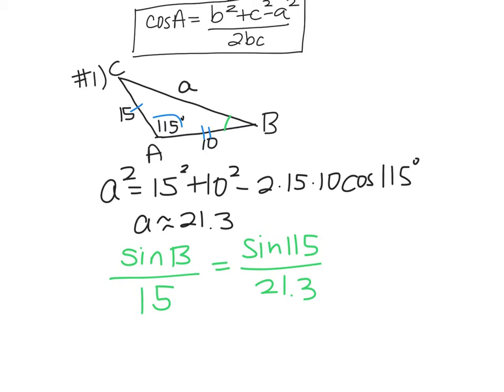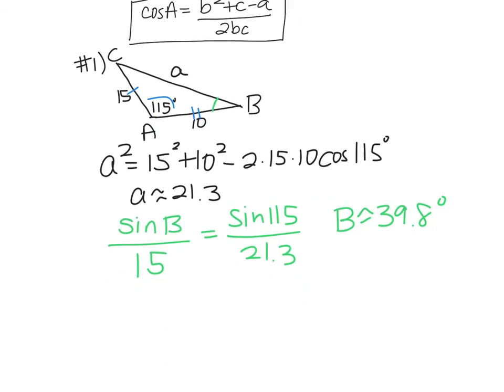Enter. Okay, so I get 0.6395, and then take the sine inverse. Now these are not going to have 2 answers, so you don't need to worry about finding both of them. So sine inverse of your answer, and that gives you 39.8. So B is approximately 39.8 degrees.